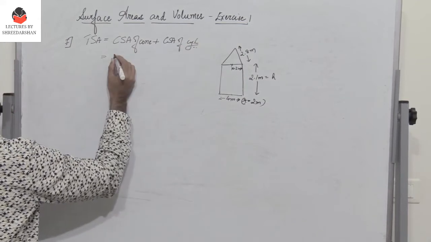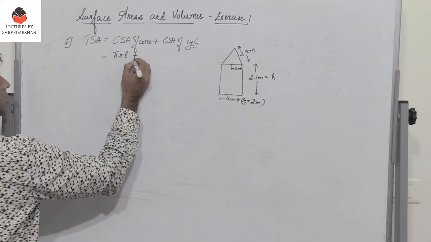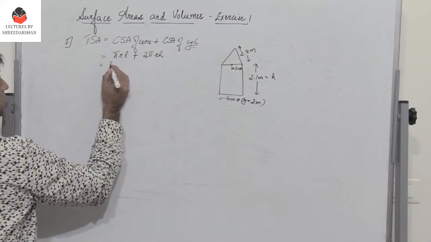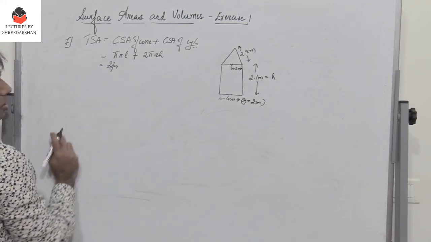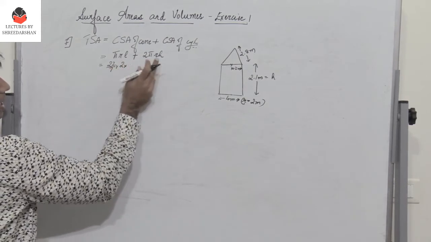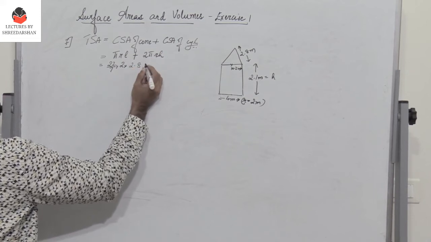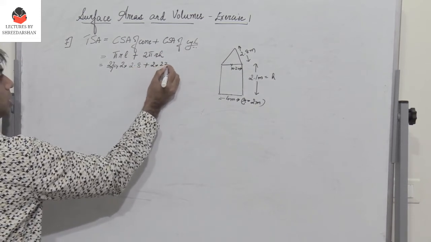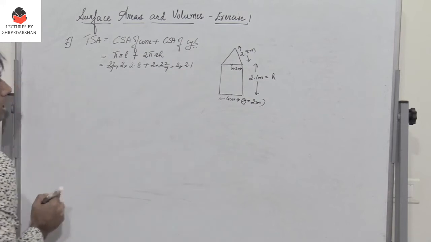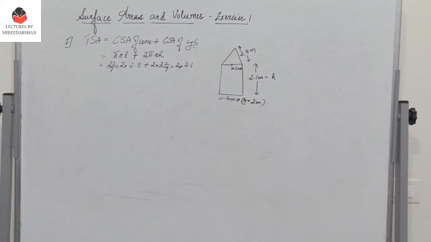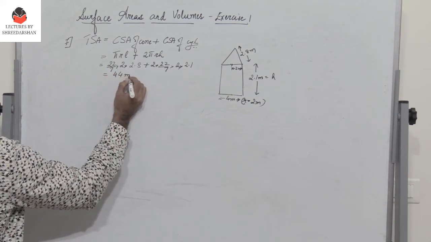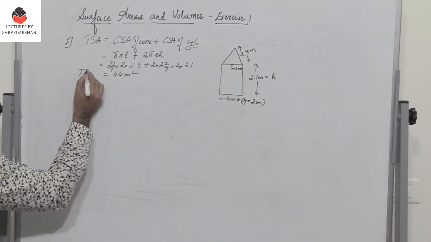The curved surface area of the cone is given by pi r l, plus 2 pi r h, which is the curved surface area of the cylinder. So pi is 22 by 7 into the radius, which is 2, into l, the slant height, which is 2.8, plus 2 into 22 by 7 into the radius 2 into the height, which is 2.1. Now if we calculate the values, we get the area as 44 meters square. So this is the total surface area.